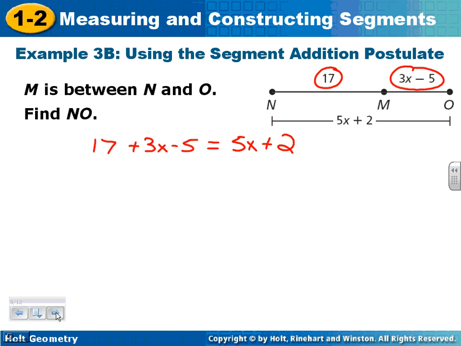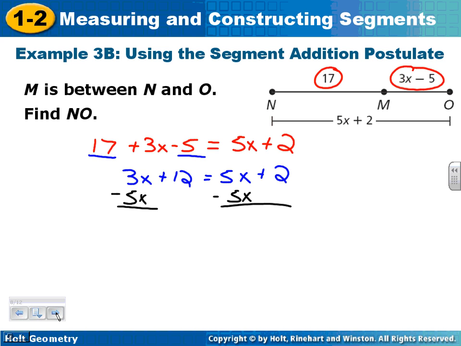There's my algebraic equation. Let's now solve that for x. First thing I'm going to do is combine the 17 and the minus 5. That's 12. So 3x plus 12 is 5x plus 2.